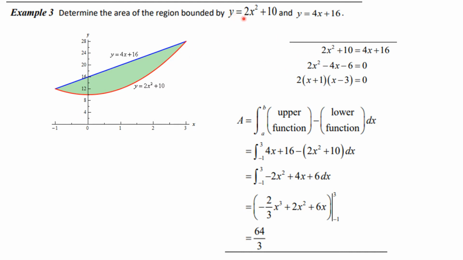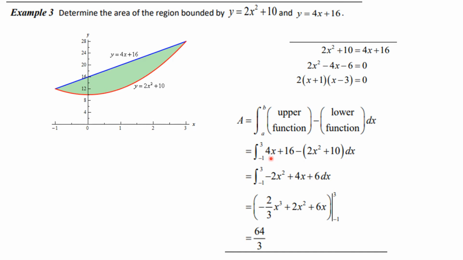So this is y is equal to this, and this is y is equal to that, so I set the two y's equal and solve by factoring for the x's. So the x is going to go from minus 1 on the low end to 3 on the top.